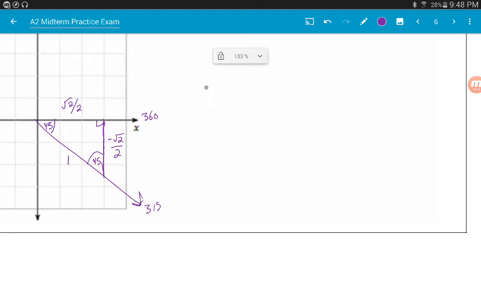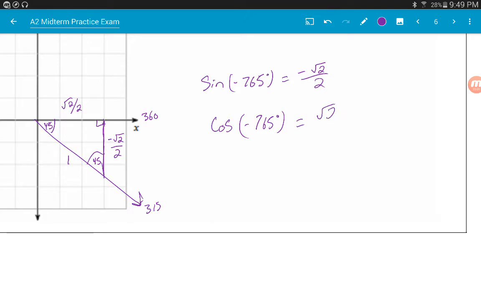So here's all you need to be able to do. Sine is the height. So sine of negative 765 degrees is equal to negative radical 2 over 2. Cosine of negative 765 degrees is the base, so that's equal to positive radical 2 over 2. And tangent of negative 765 degrees, tangent is equal to sine over cos. So that's equal to negative radical 2 over 2 over positive radical 2 over 2.